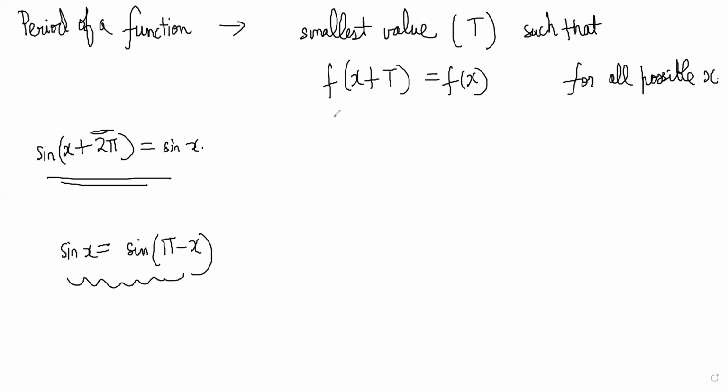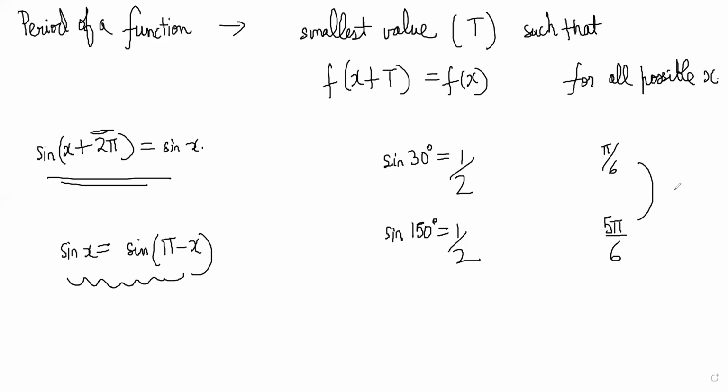However, if you add pi, suppose, sometimes with pi also sine could have been the same, right? Suppose sine 30 is half. So sine 150 is also half, right? So somebody could have made the claim that pi by 6 this is, and this is 5 pi by 6. So somebody could say that wait, 4 pi by 6 is my period.